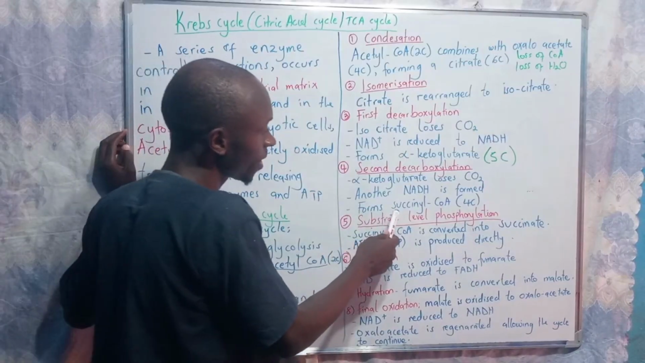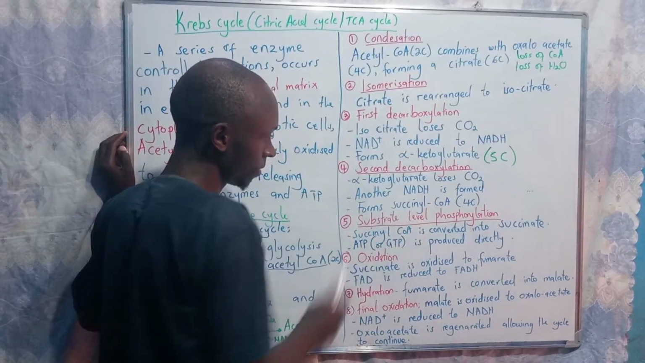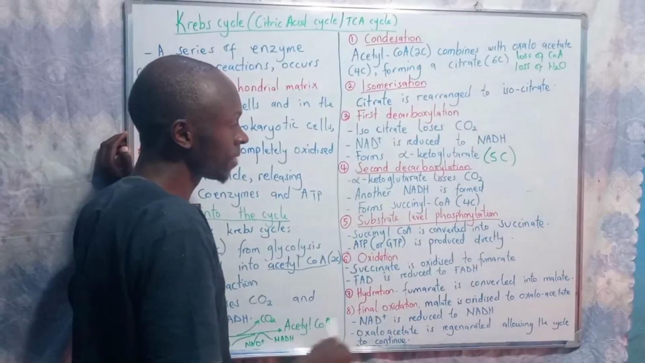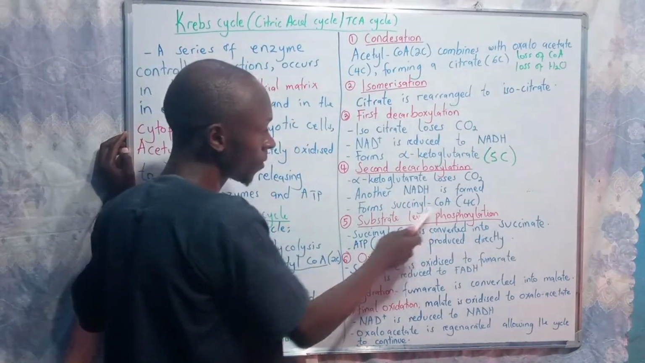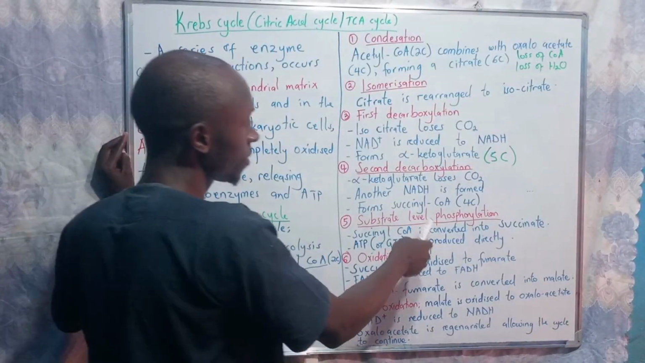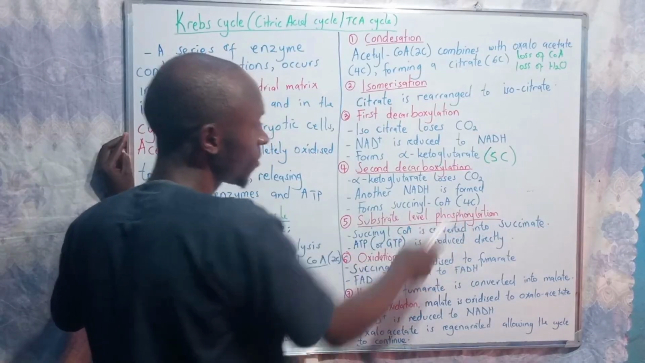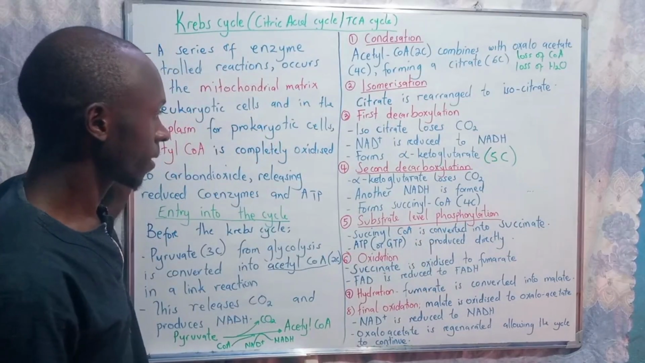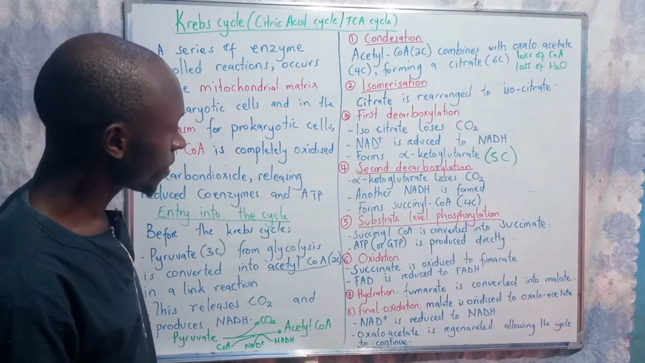The succinyl alone is highly stable, so it is less reactive. So the coenzyme A combines with the succinyl to make it highly unstable. And the succinyl coenzyme A has 4 carbon atoms. So we enter stage number 5.